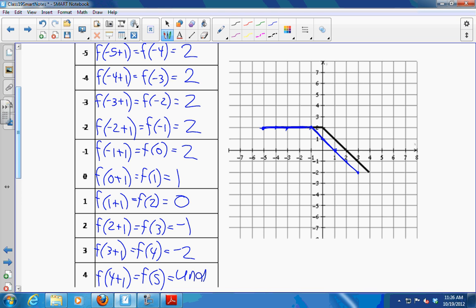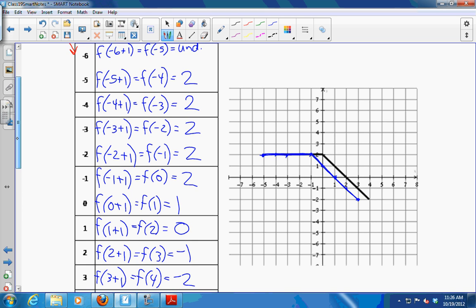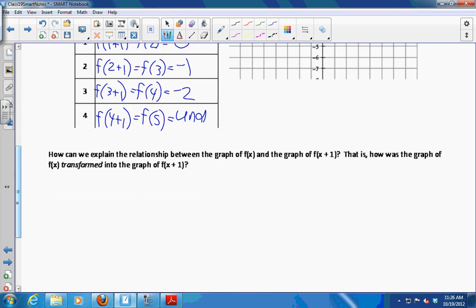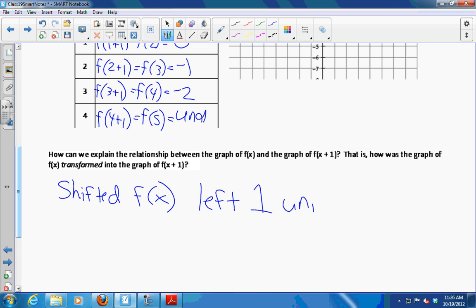And how can I describe the transformation from f of x to the blue graph, which is f of x plus 1? It shifted left 1. Yeah. I shifted f of x left 1 unit to get f of x plus 1.